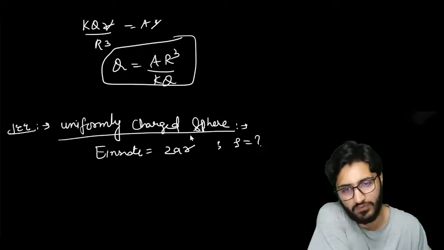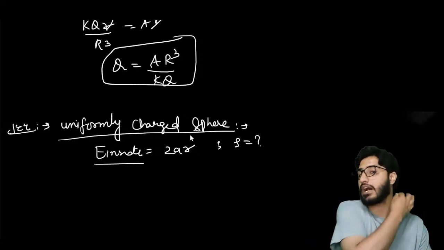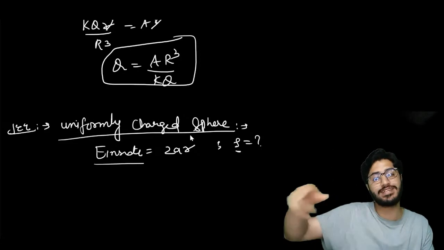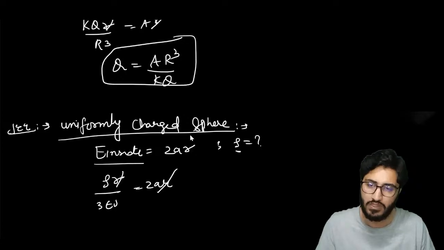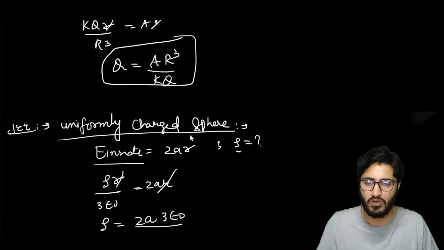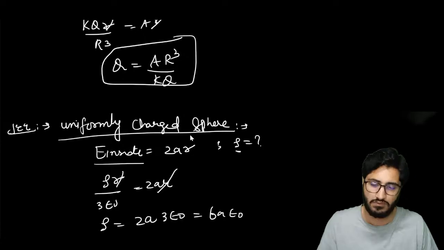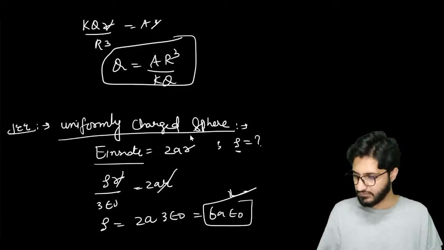Look, it is non-conducting now. So what is the electric field for a non-conducting sphere? Sir, K Q R by R cube. But we have to find the density, so we need to place the density formula here. It is rho R divided by 3 epsilon naught equals 2AR. R cancels out, so rho will be equal to 2A into 3 epsilon naught, so I can write 6A epsilon naught. This one is my answer.